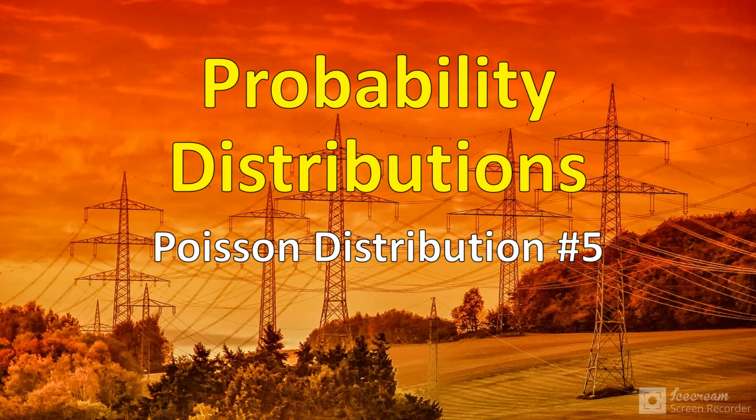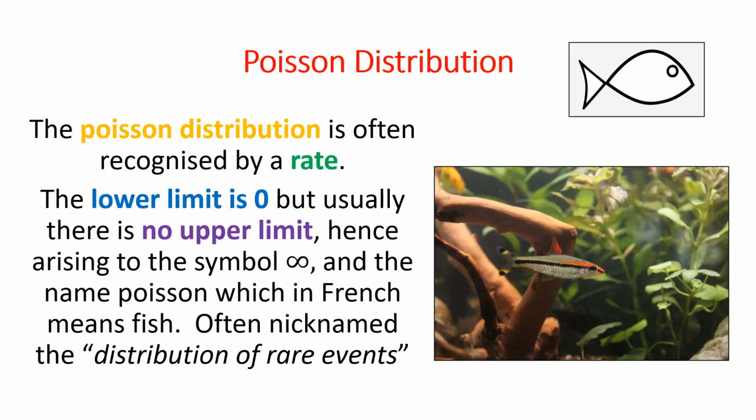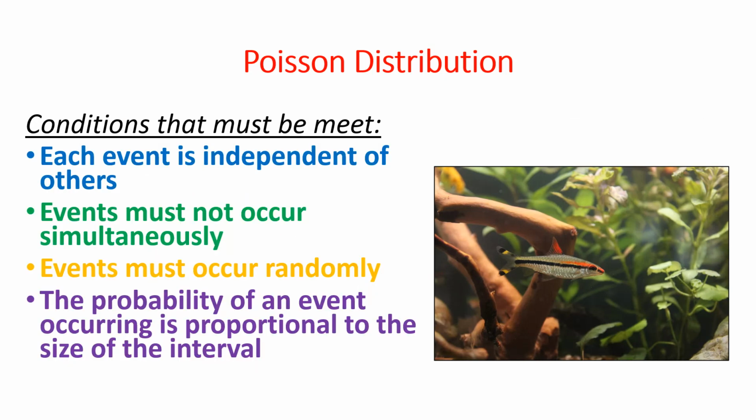Welcome to another level 3 probability distributions video. This is our last video for the Poisson distribution. We know the Poisson distribution is often recognized by a rate. We have 4 conditions that must be met in order for us to use Poisson, and it's important you know these 4 conditions in case they ask about them in the assessment.